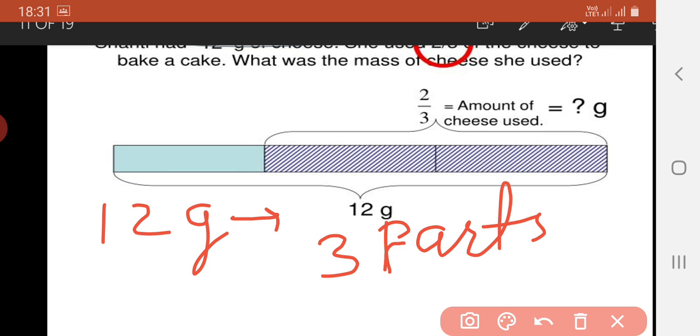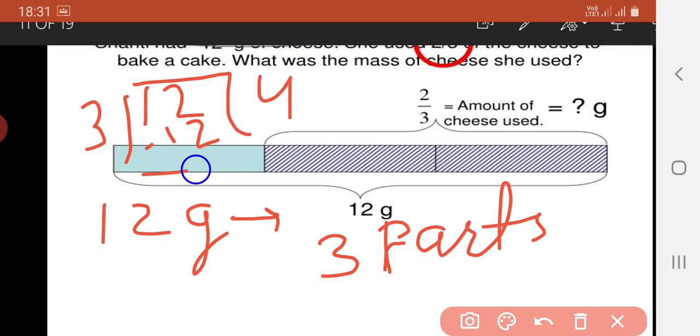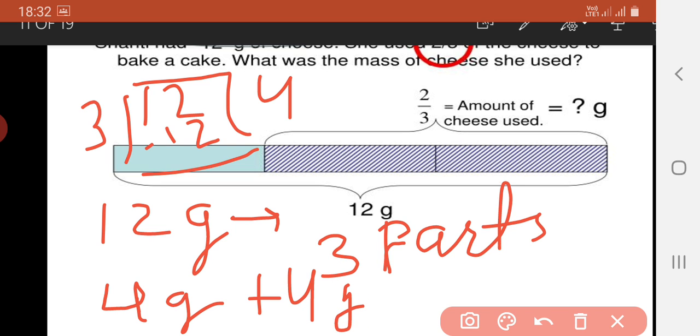We can make 3 equal parts by dividing 12 by 3. So 12 divided by 3 is equal to 4, since 3 fours are 12. 4 gram, 4 gram and 4 gram. So here are 3 equal parts for 12 gram.